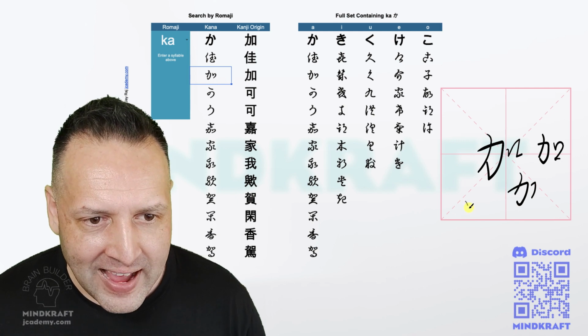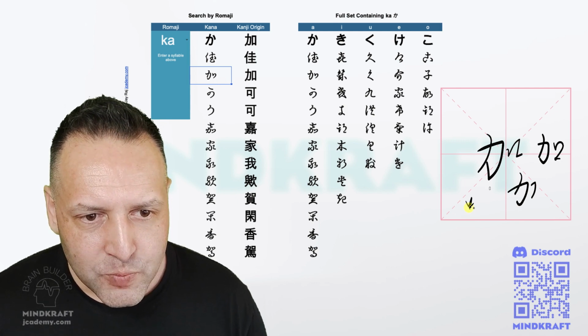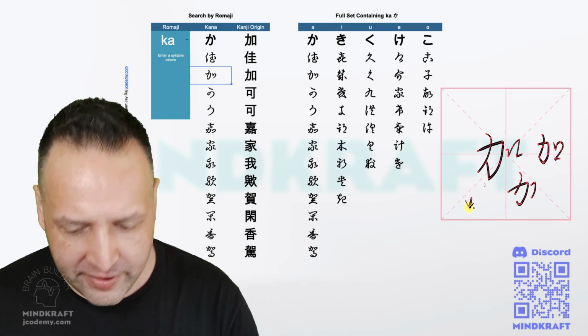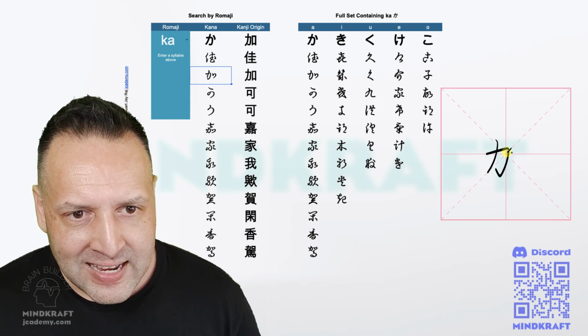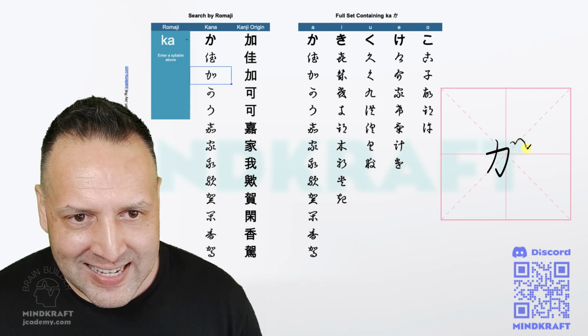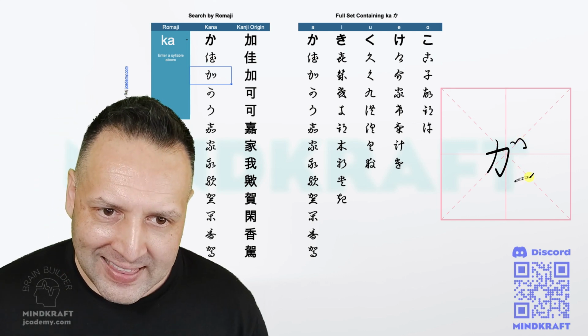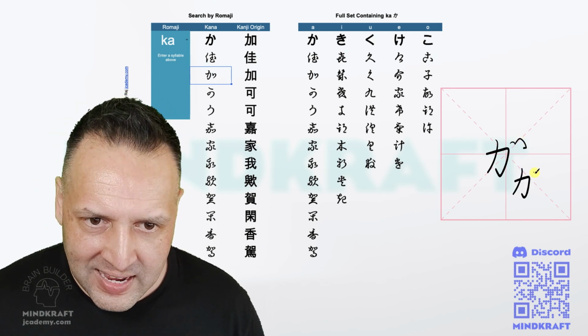And you can see now how that has led to the current form of the character, which is coming down like that. We have this coming down, this is coming there and kicking out like that. And that looks very much like the modern day ka.